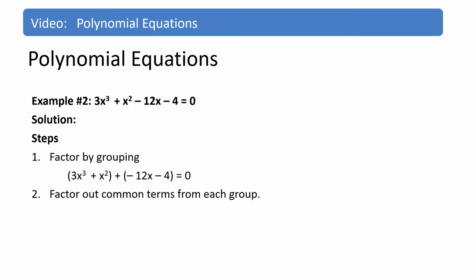We will then factor out the common term or terms from inside each set of brackets. x^2(3x + 1) - 4(3x + 1) = 0. Now we'll group common factors, 3x + 1, and collect what's left, x^2 - 4. Of course, it's equal to 0.